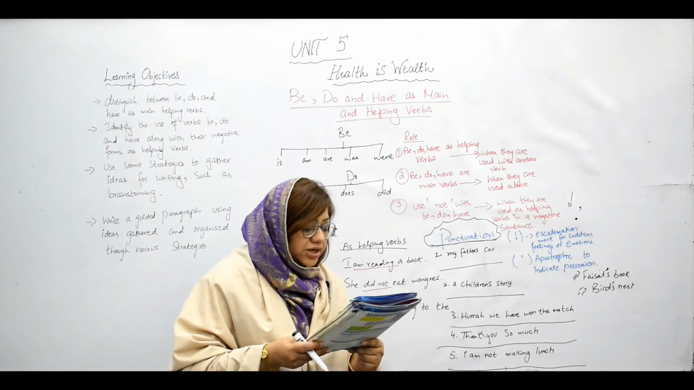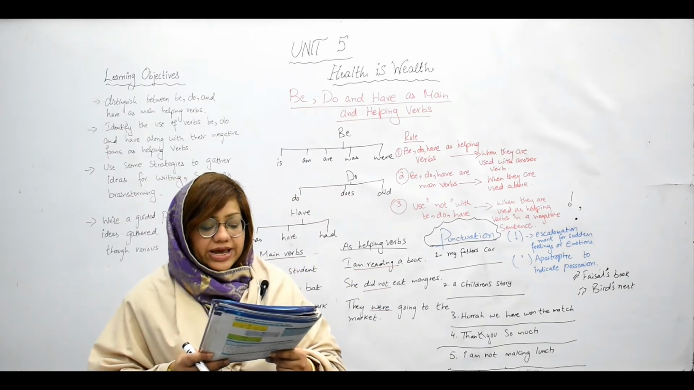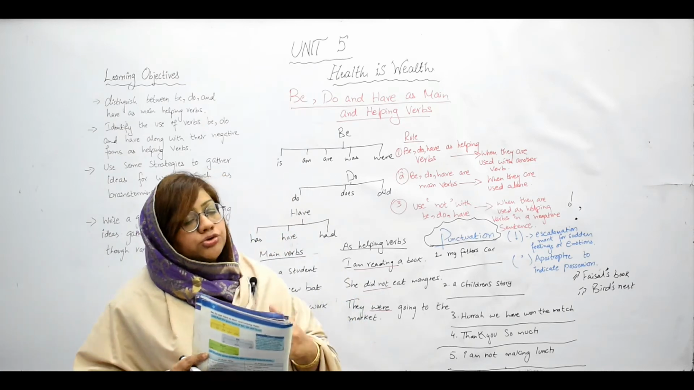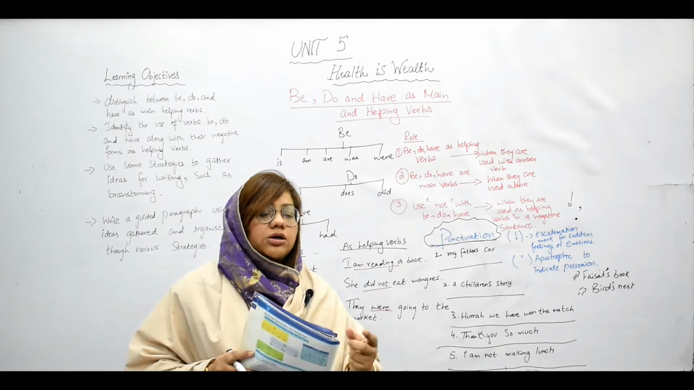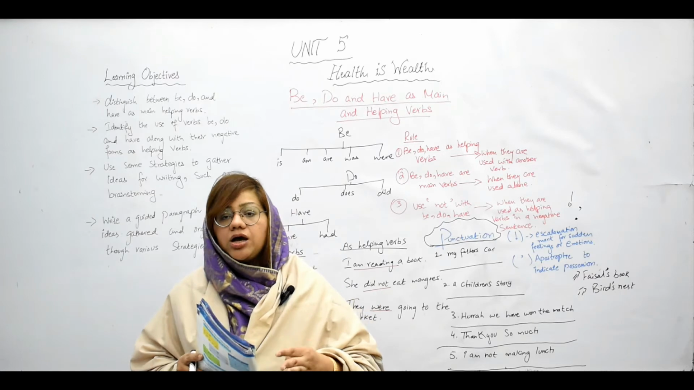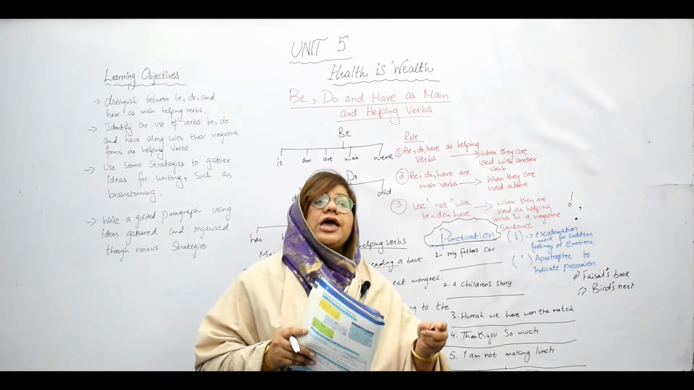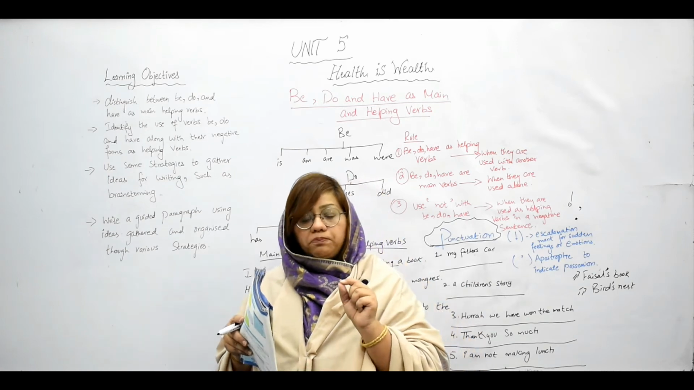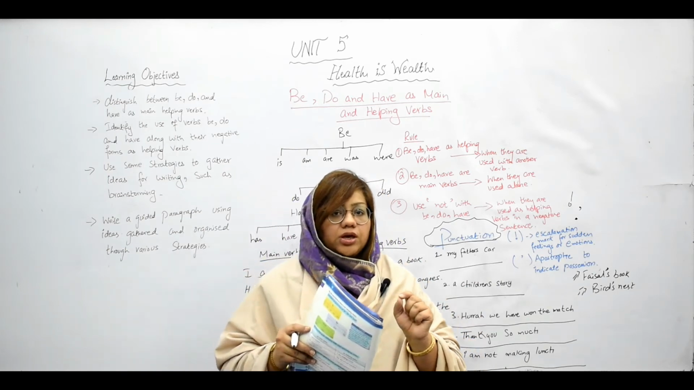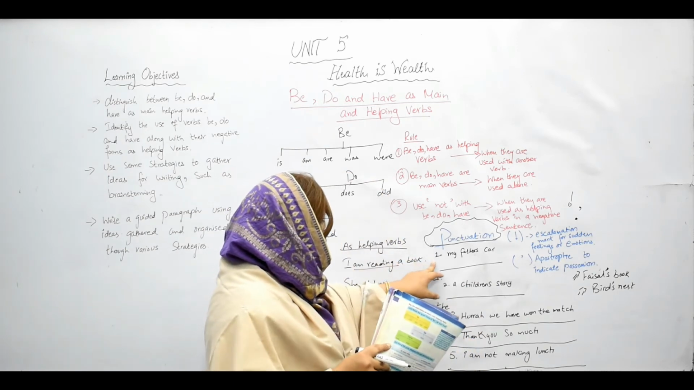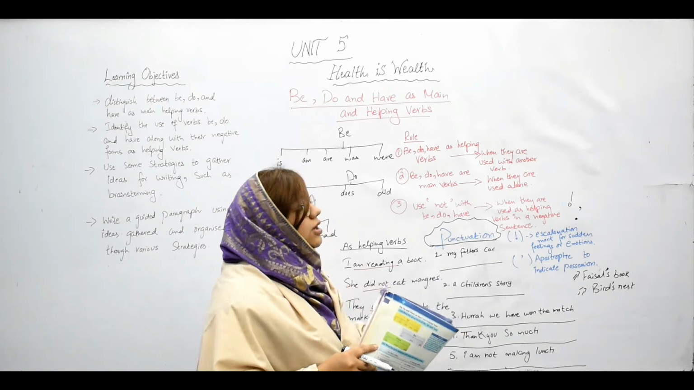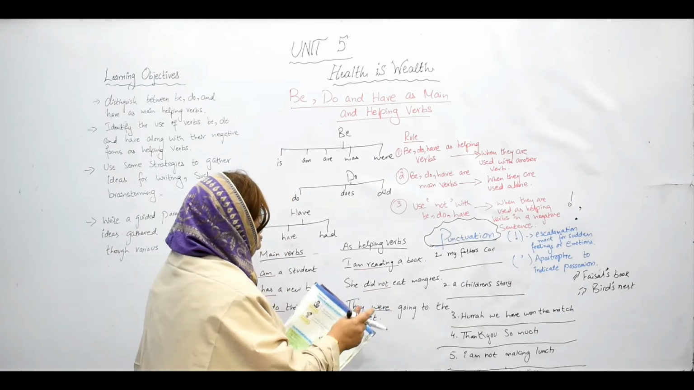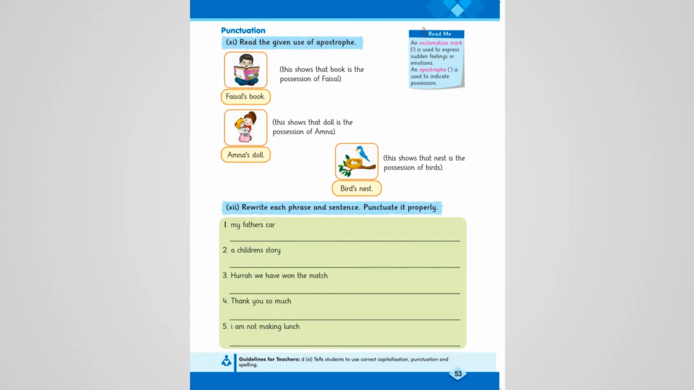Now move to this: rewrite each phrase and sentence, punctuating it properly. Now you know the concept about where we use an exclamation mark, where we use an apostrophe, and whenever we need to complete a sentence, we put a full stop. So we will use these sentences using the punctuation rules. So let's start. Here you can see, my father's car.